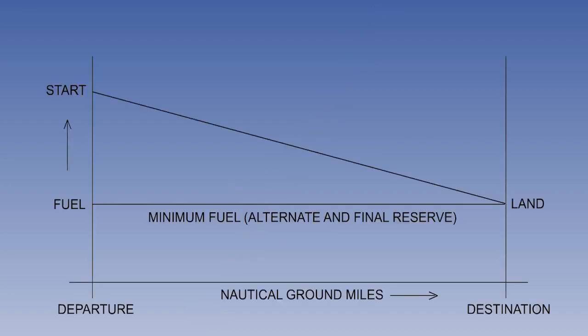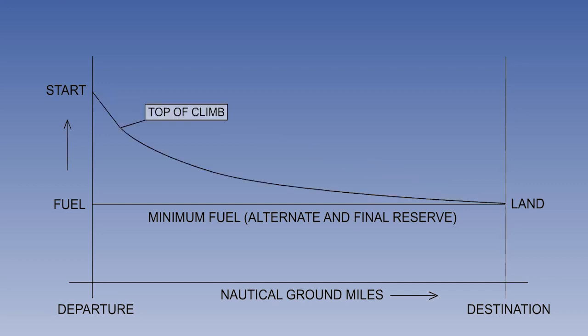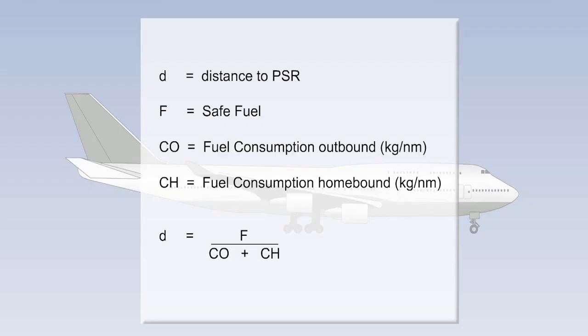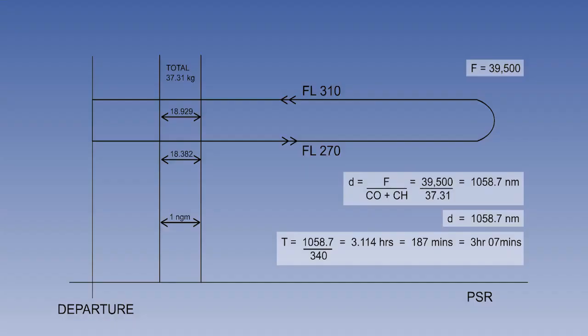However, we then found that the basic formula is based on the assumptions that the fuel is used at a constant rate, and that endurance is linearly related to fuel contents. This may be unrealistic, firstly because the fuel consumption changes as the weight reduces, and secondly because the outbound and return legs may be flown at different flight levels. To cover the case of variable fuel flows, we have another equation. D equals F over CO plus CH. And we saw why this works by showing a worked example.